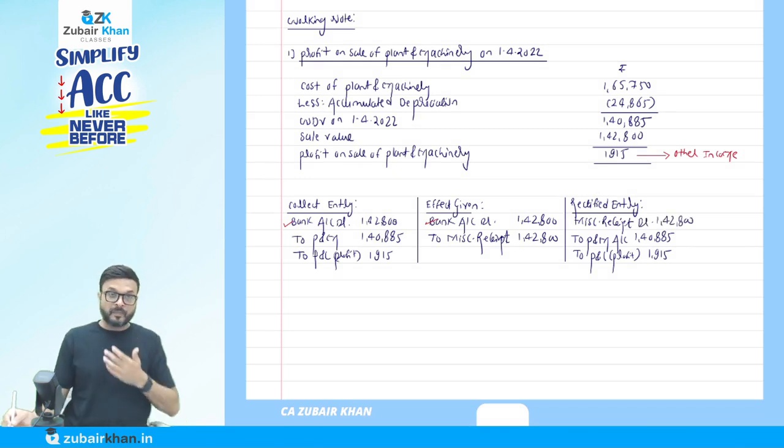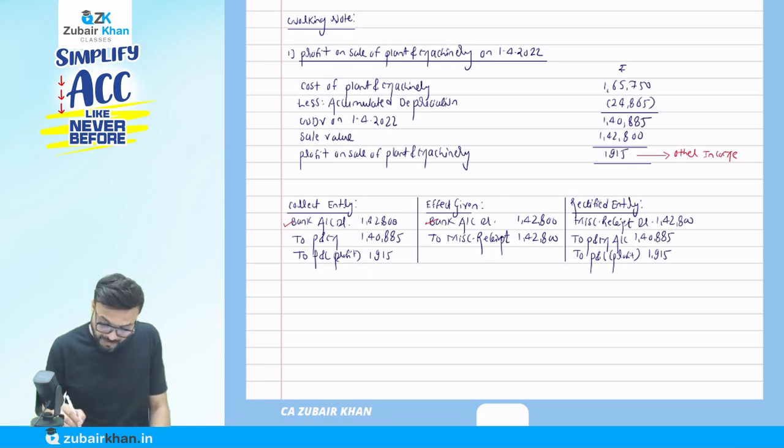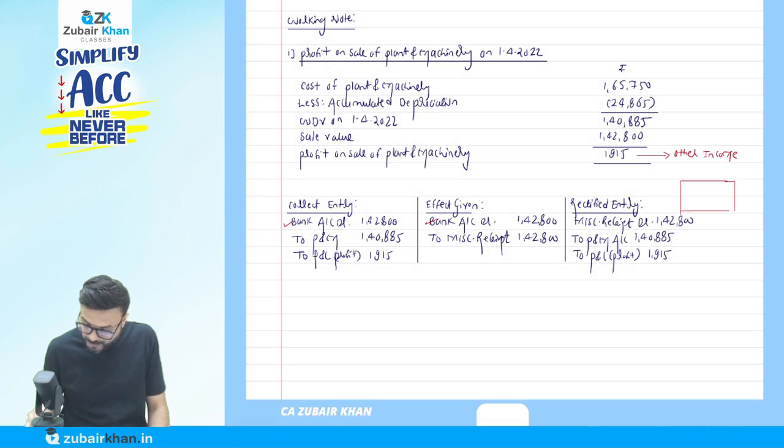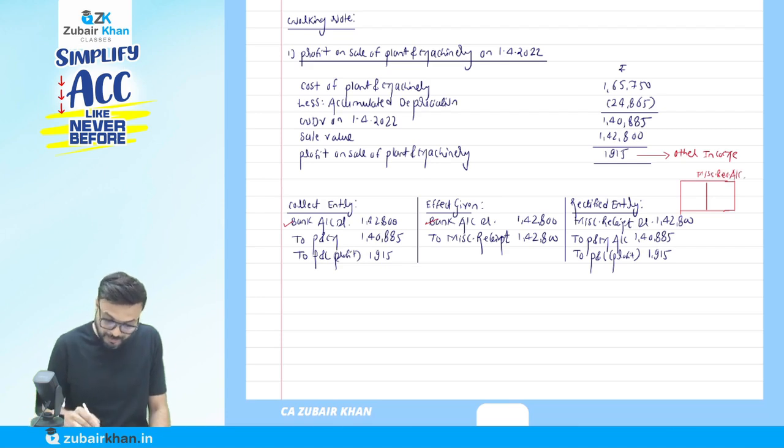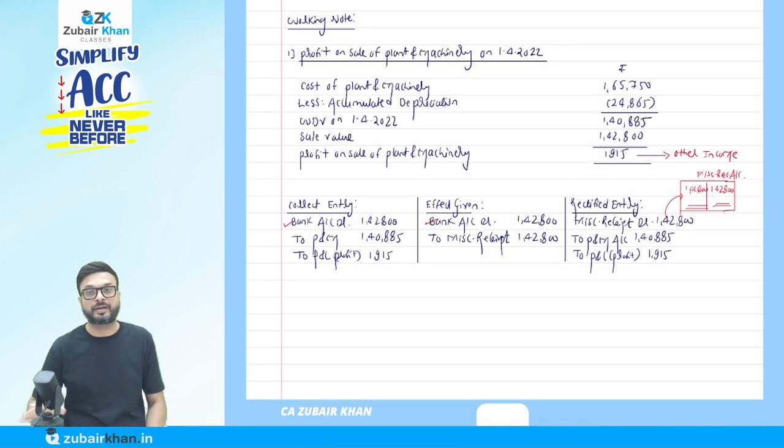1,42,800. Now if you think about what the treatment should be, do you remember the miscellaneous receipt which is given in the question trial balance? Let me write it down here. Miscellaneous receipt account. How much is the miscellaneous receipt mentioned? 142,800 is mentioned in the trial balance. Now here we are debiting it, so my miscellaneous receipt account will get closed, like the suspense account in the previous question. It gets closed. We will not write it down anywhere.